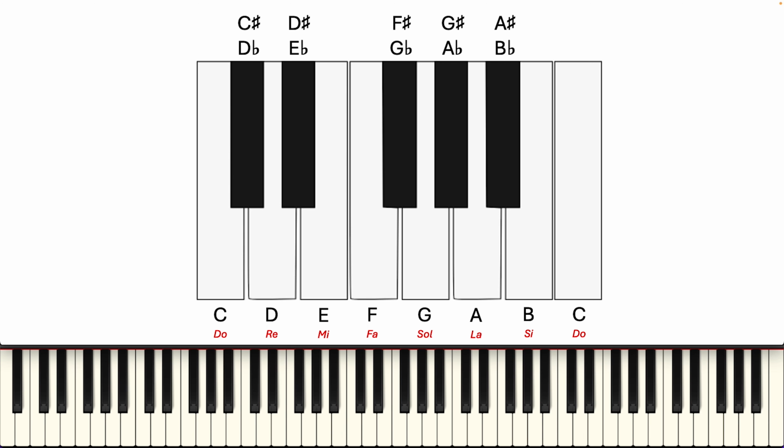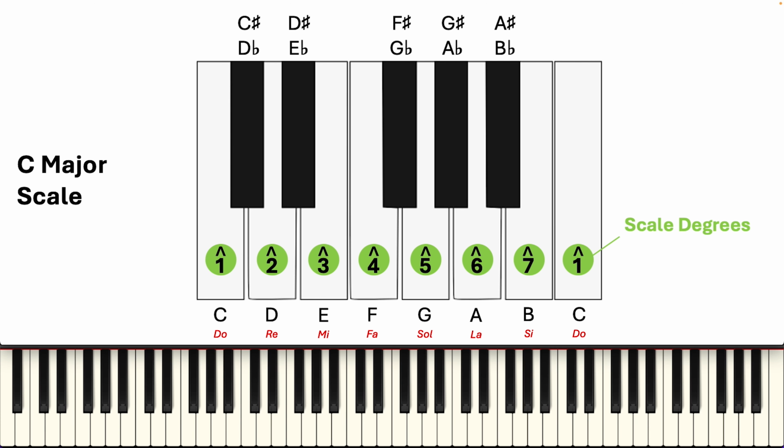So major is happy. Each note on the scale has a position, which we call scale degree. We have 7 because we are dealing with 7 notes in the major scale. Here we are in C major scale. So the scale degree 1 is the C in this case. Scale degree 2 is the D, scale degree 3 is E, scale degree 4 is F, scale degree 5 is G, scale degree 6 is A, and scale degree 7 is B. And then C again is another scale degree 1, it just repeats itself.